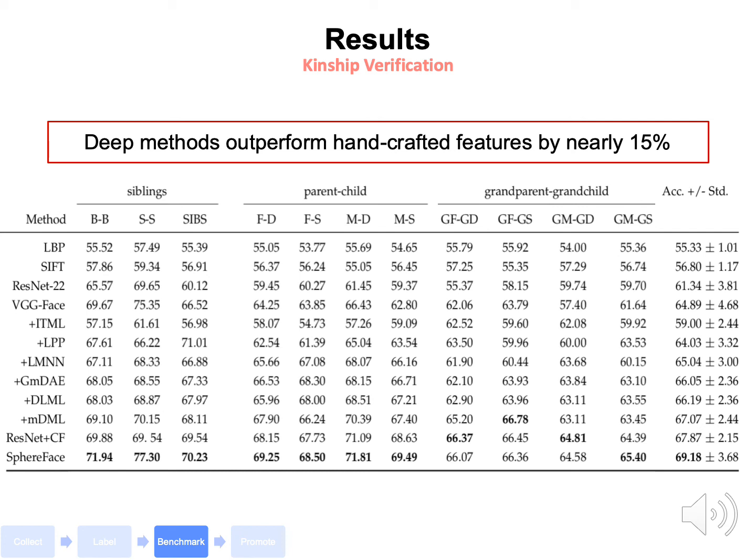There's now better scores that have been released on recent competitions. For instance, some scores that were released as part of the FG Challenge this year. And this is for the verification task. So random here would be 50%.